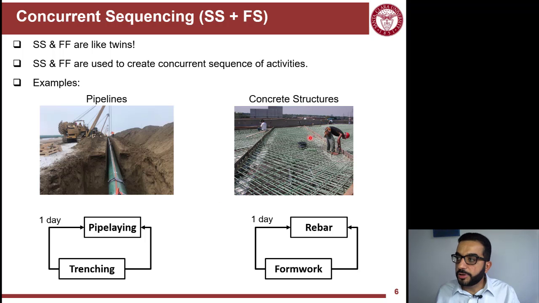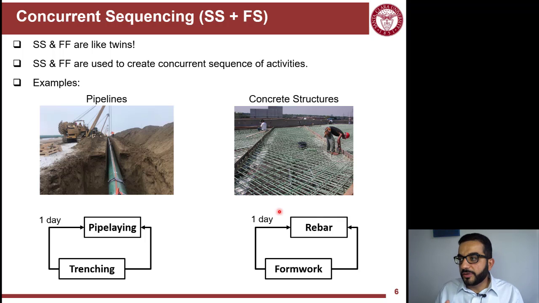The other example is in concrete. You start forming, so you put the formwork in place, but you don't have to wait until the whole roof is formed to be able to put the rebar in. So you can have some parallel or concurrent sequencing by saying I will start forming, but then after a day or two, I will ask the rebar crew, the reinforcement crew, to come and put the reinforcement in the forms that are finished, or the parts of the roof formwork that were finished. So these are two examples. There are so many examples you can do.